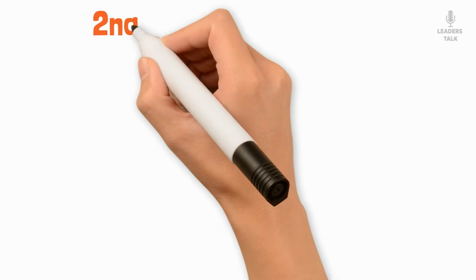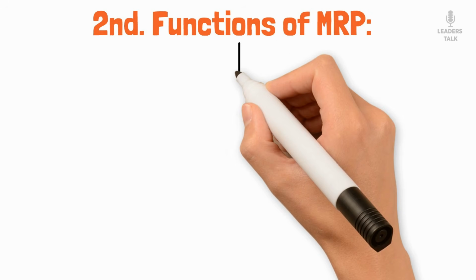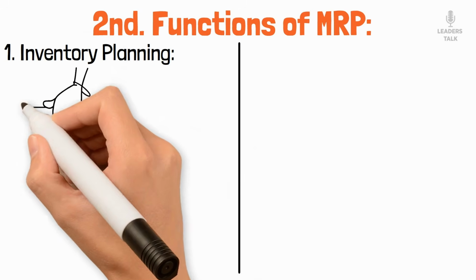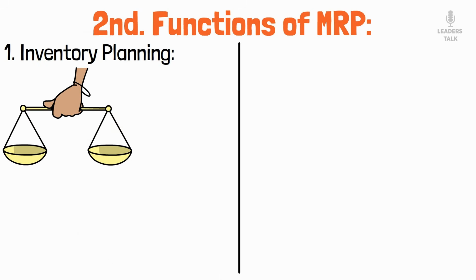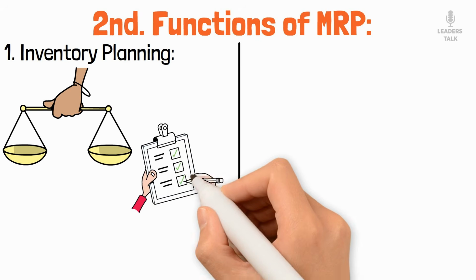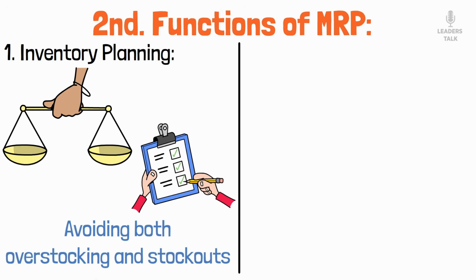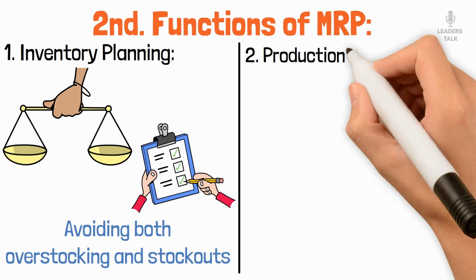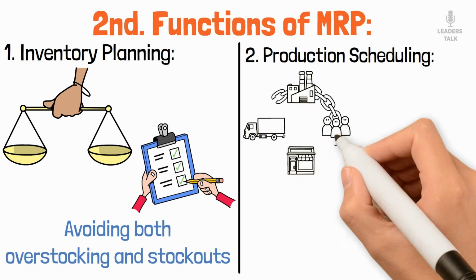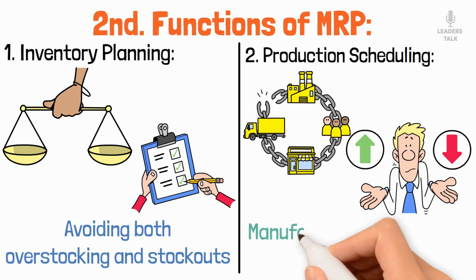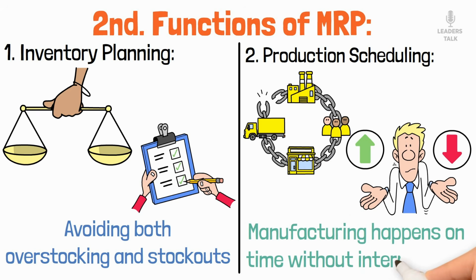Second, functions of MRP. Material requirement planning performs several key functions to keep production smooth and efficient. Inventory planning balances stock levels perfectly. MRP ensures that the right amount of materials is available, avoiding both overstocking, extra cost, and stockouts. Production scheduling ensures smooth workflow. It aligns materials with the production timeline so that manufacturing happens on time without interruptions.